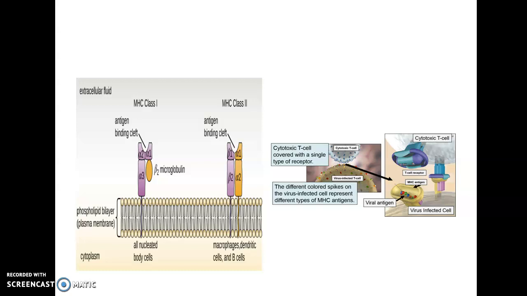Every MHC class 1 molecule is expressed at the surface of a cell in a non-covalent association with beta 2 microglobulin, which is encoded by another chromosome, chromosome 15. So this is the structure of MHC class 1, which consists of alpha 1, 2, 3 domains and the beta 2 microglobulin.